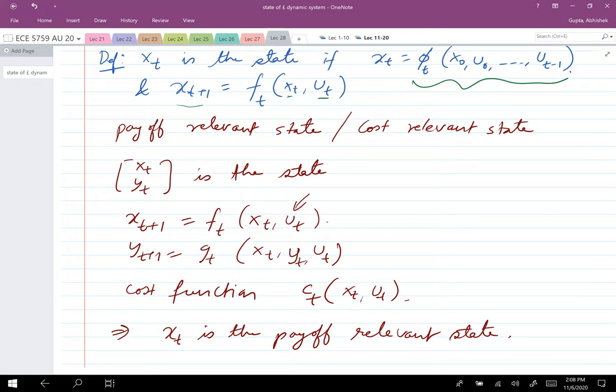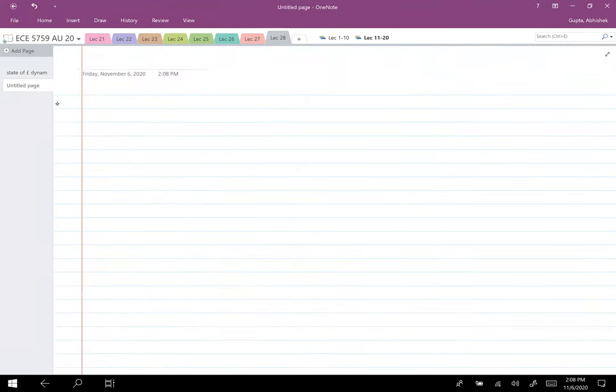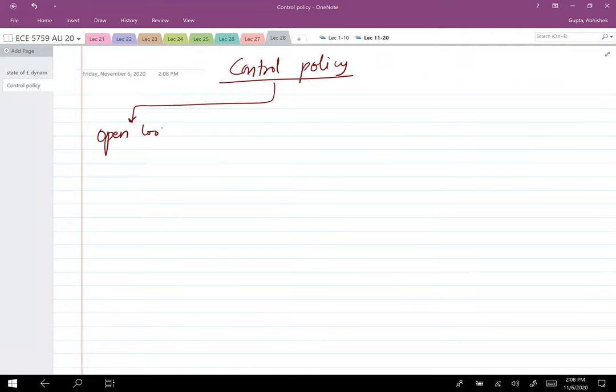Okay, let's proceed to a discussion about potential policies. Control policy. Okay, so there are two types of control policies: open loop policies and feedback policies.